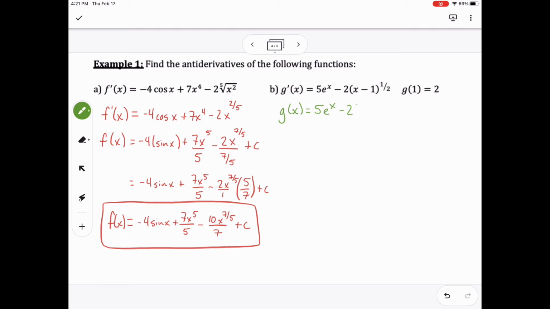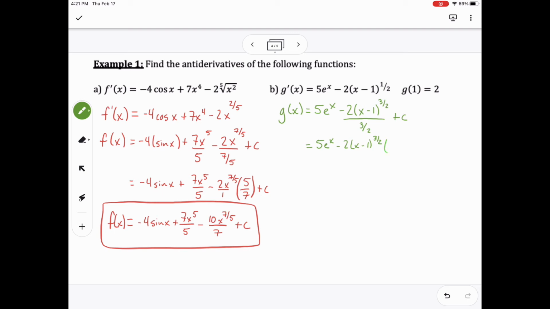And so once we've taken the derivative, this will allow us to find what c is for this example. But first I need to find my antiderivative. Now, remember, e to the x, the derivative of itself is itself. So for 5e to the x, going backwards would be the same. So that's why I keep it that way.